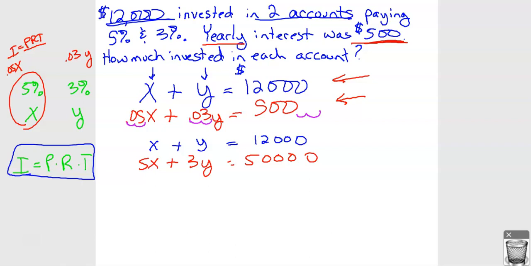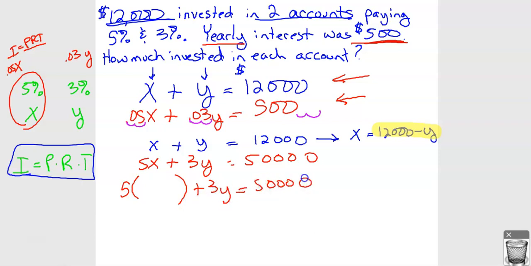So I'm going to take this equation and solve the blue one for x. So x equals 12,000 minus y. That's what x equals. And I'm going to substitute that into the red equation. So 5 times the x, and I'm substituting the blue in, 12,000 minus y. And I'm just going to solve that. So that's 60,000 minus 5y.